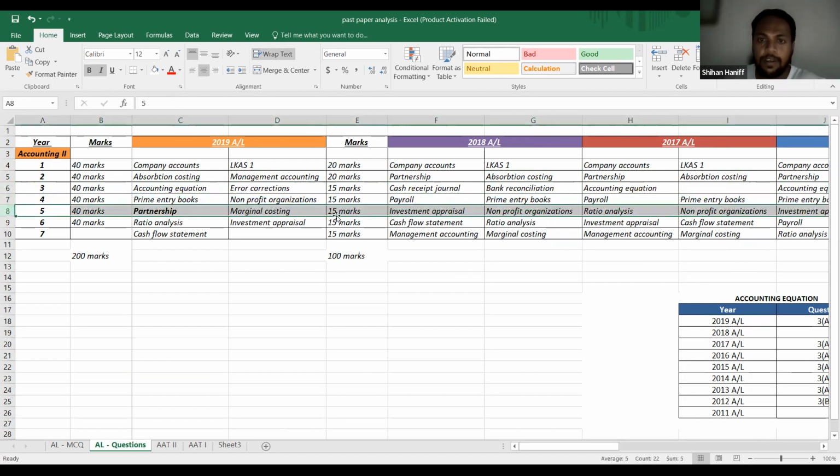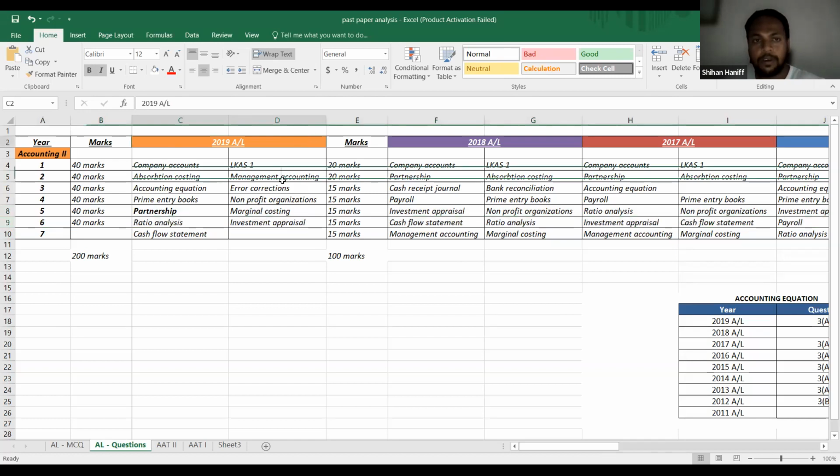Question number 5 from the second paper. Okay, investment appraisal, ratio analysis, marginal costing. So those areas. Question number 6 also from the second paper, ratio analysis, cash flow, those things. Okay, so that is how the second paper questions are.